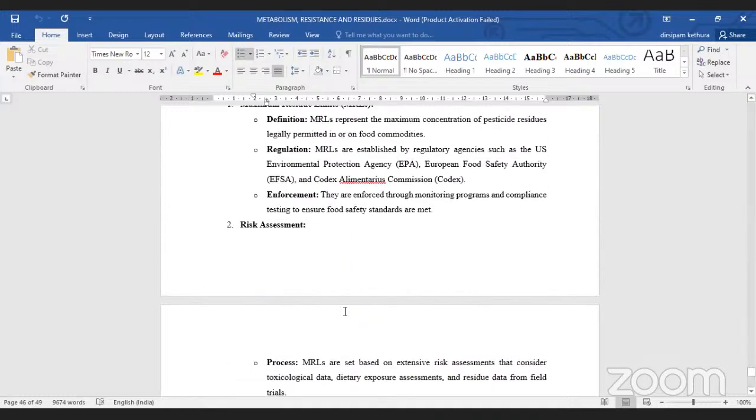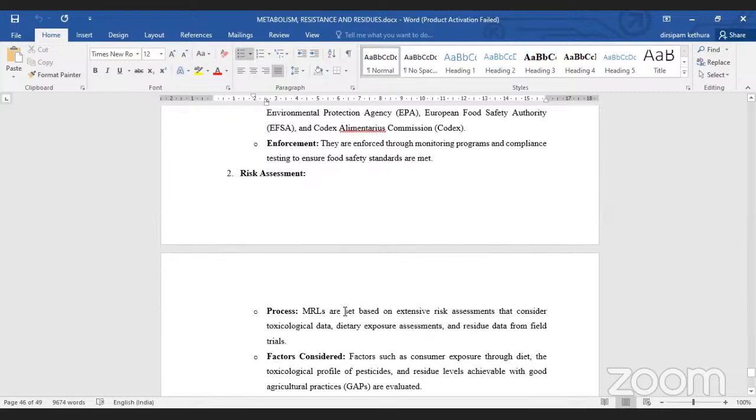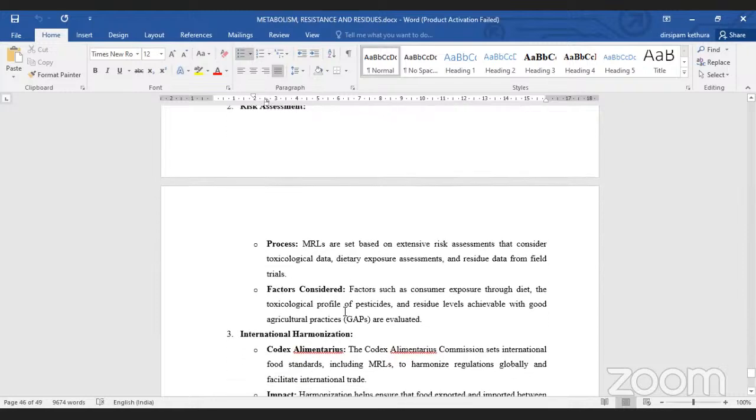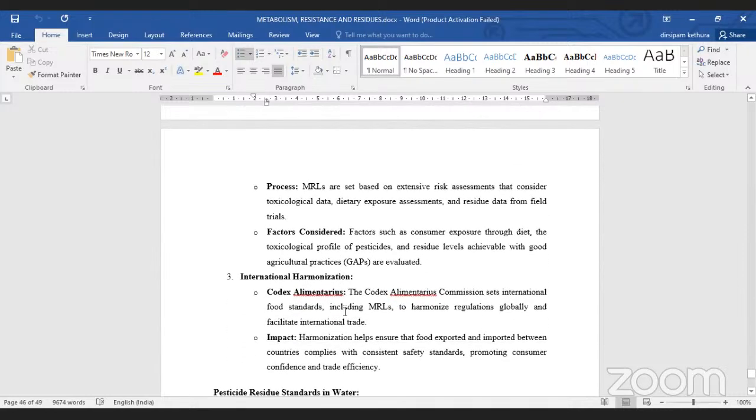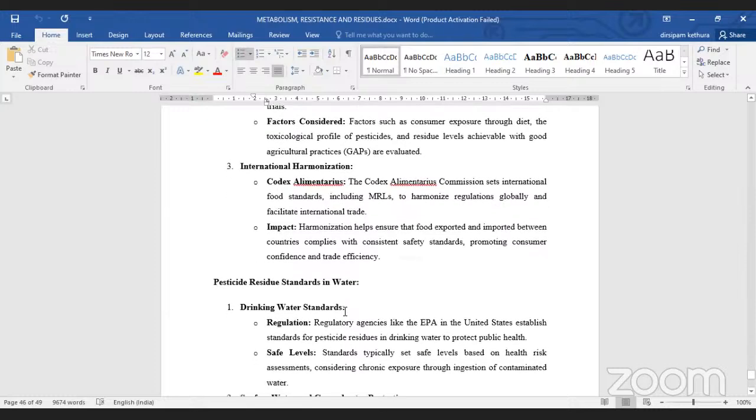The first one here is maximum residue limits, how it will be, and who established the rules or the regulations. And the second one is risk assessment. How do we assess the risk? What are the factors that we are going to consider? And the third one is international harmonization.